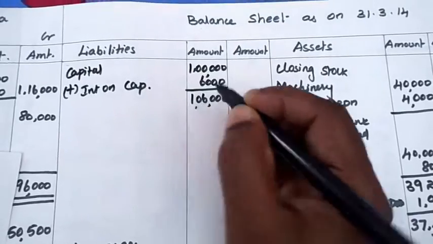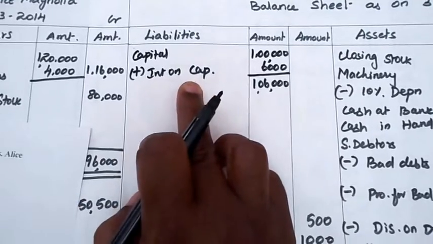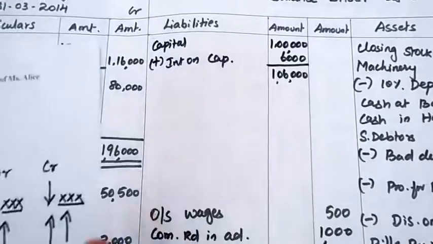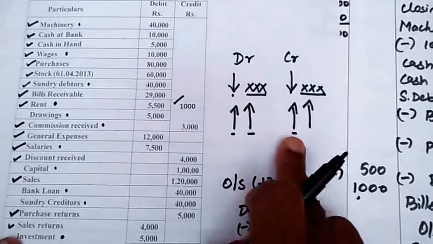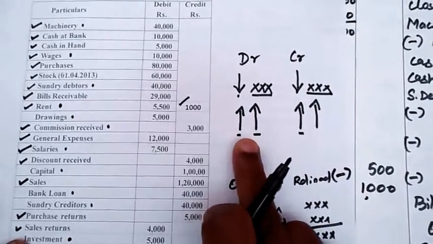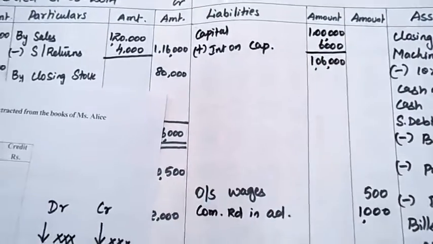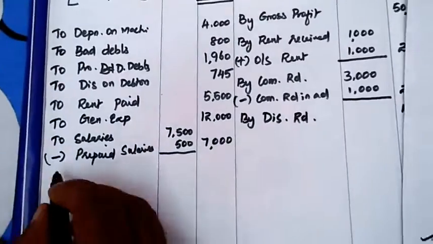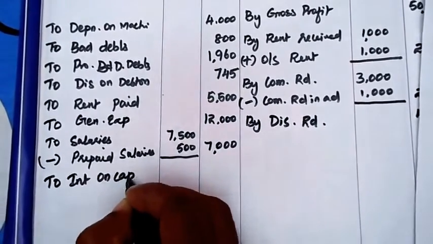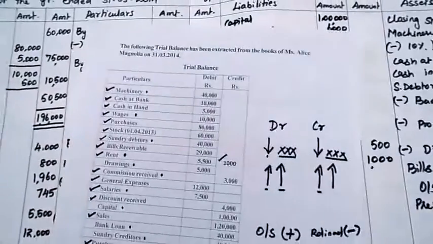What is the total? 1,06,000 rupees. What is the effect when you add interest along with the capital? This will increase or decrease? It increases liability. If any item increases credit, simultaneously you have to enter that amount under the debit side. You need to increase the debit side also. So enter this value under the debit side of profit and loss account. So on the profit and loss account debit side, interest on capital. How much? 6,000 rupees.